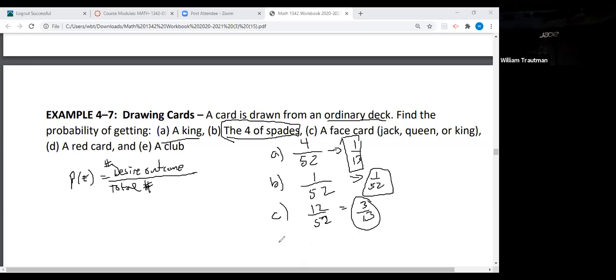A red card. There are 26 red cards, by the way. So when you reduce that, you get 1/2, 26 over 52. Half the cards are red, half the cards are black.